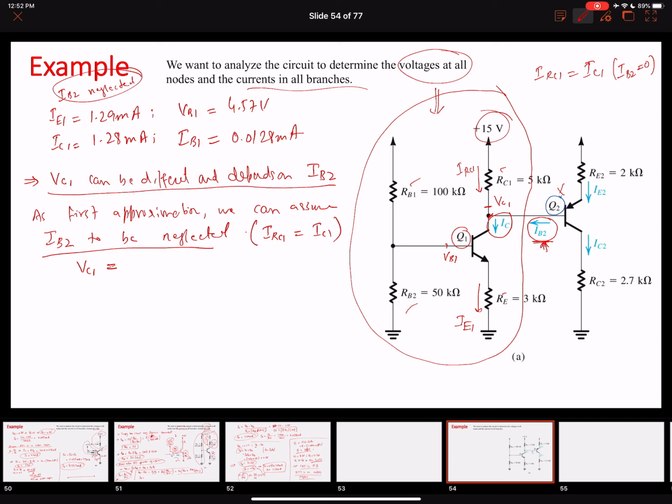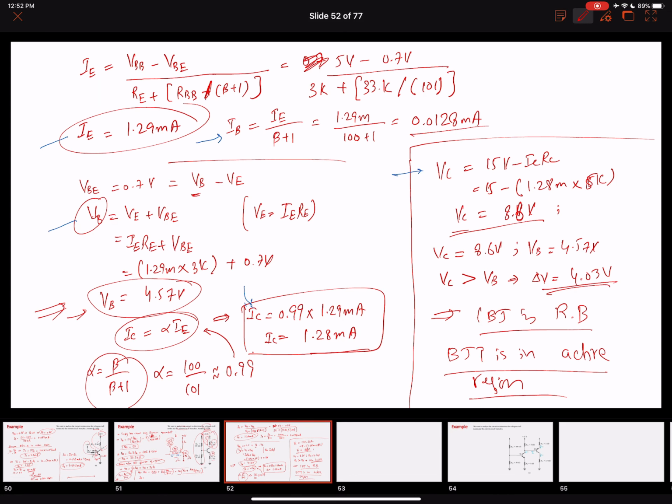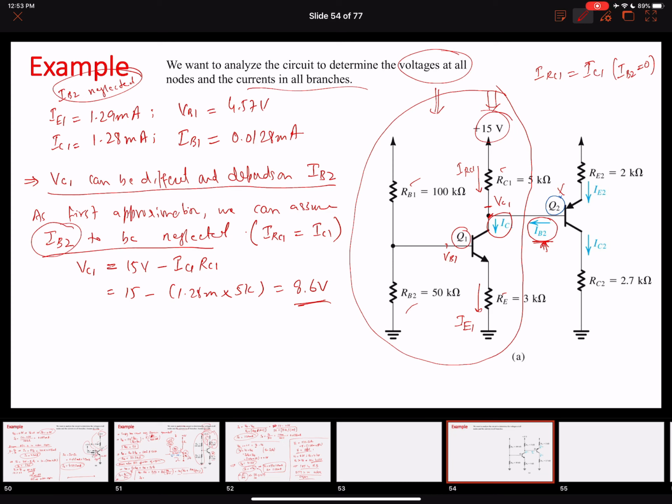Okay, so considering again IB2 to be neglected, our value of VC1 would be equal to 15 volts minus IC1 times RC1. So 15 minus IC1, which is 1.28 milliamperes, times RC1, which is 5 kilo ohms. The value will come out to be 8.6 volts. And this value is the same as what we computed last time too for the collector voltage in the last example. We got the same value again because we neglected IB2.